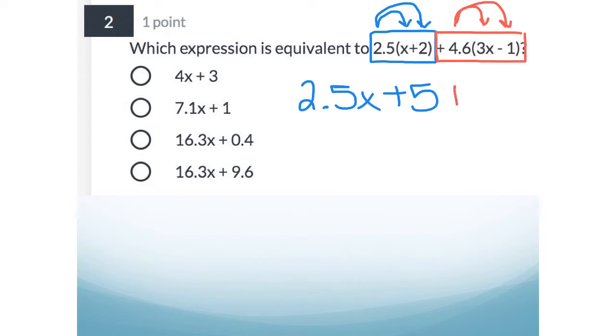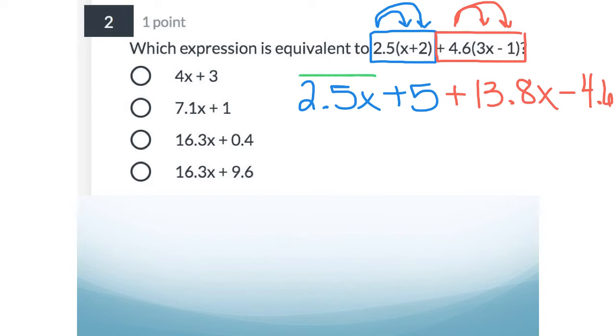4.6 times 3 is equal to 13.8x. And our next one is 4.6 times a negative 1. And that's going to be a negative 4.6. Now that we've done the distributive property on both of these expressions, we're going to combine the like terms.